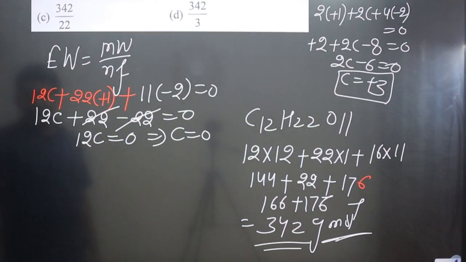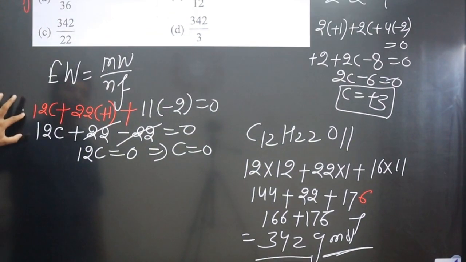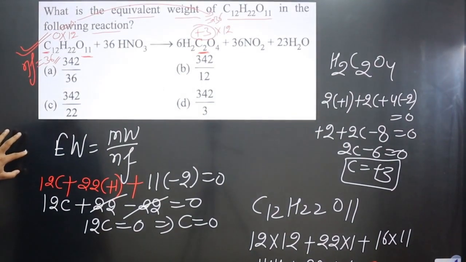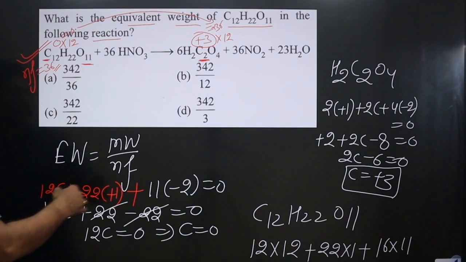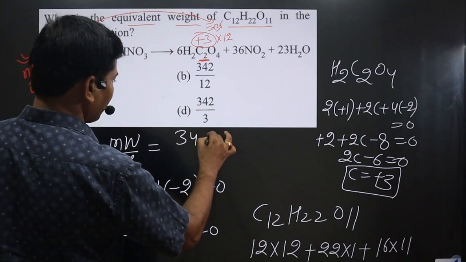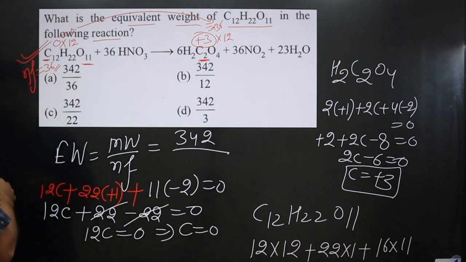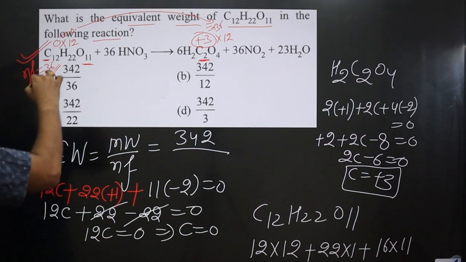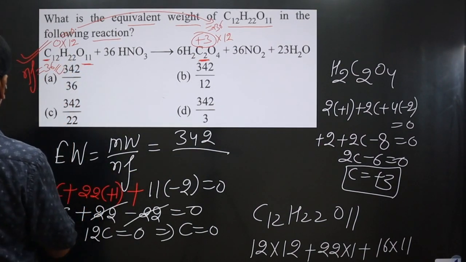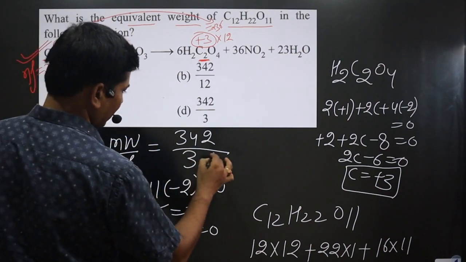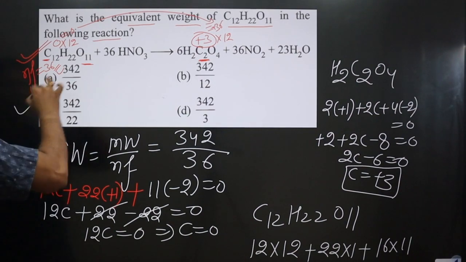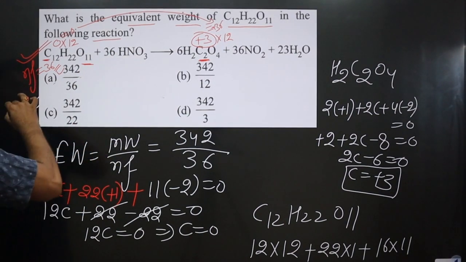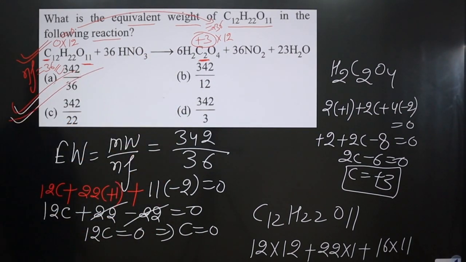Molar mass, now we can plug in here. You can see the formula: equivalent weight is equal to molecular weight divided by n factor value. The molecular weight we calculated is 342 gram per mole, divided by the n factor value, which is 36. We don't need to simplify, I think. You can see option A is given here: 342 divided by 36. Option A is correct.